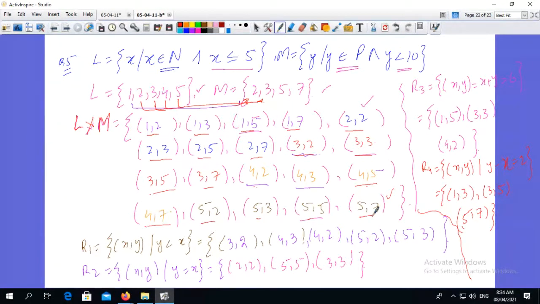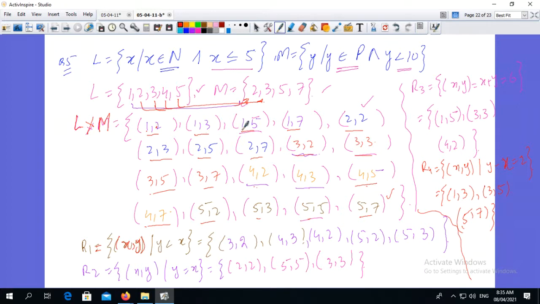After this we have to complete our task. We have to find R1 such that (x, y) are ordered pairs such that y is less than x. Those ordered pairs in which y is less than x, from these 20 ordered pairs of L cross M.